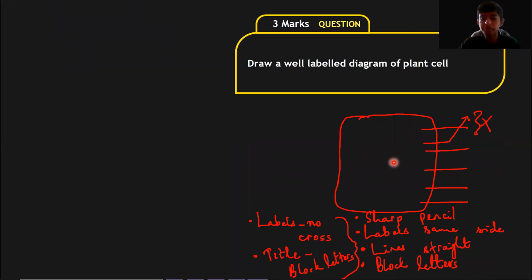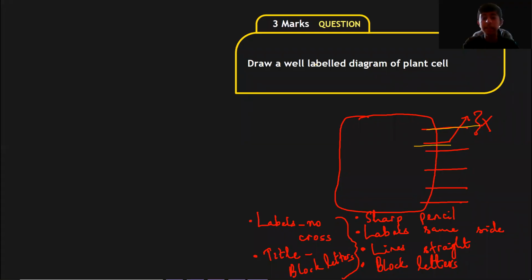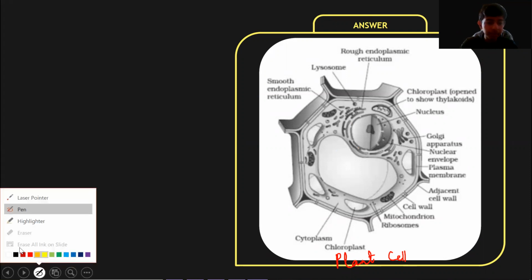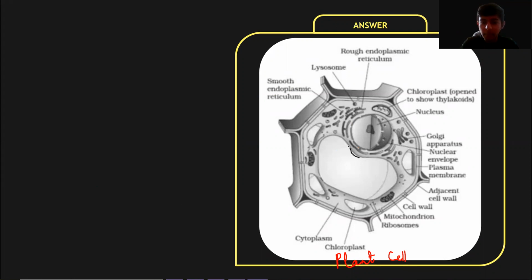Draw a well-labeled diagram of a plant cell. You can see here I've drawn these points. You have to remember, okay? You need to draw a very good diagram of the cell. So this will be your diagram. In this manner, you can easily do this. See, this is the plant cell. In a plant cell, we have a very large vacuole. Okay, this is your vacuole.